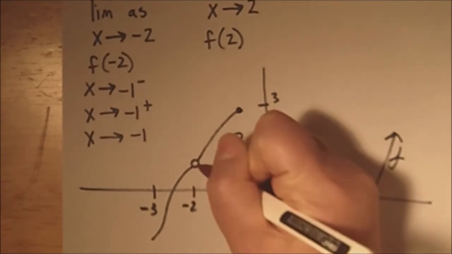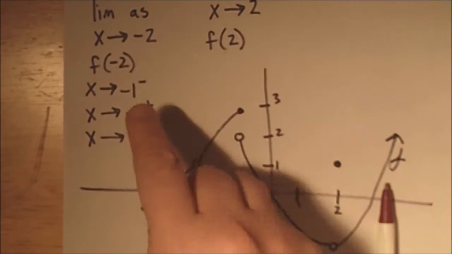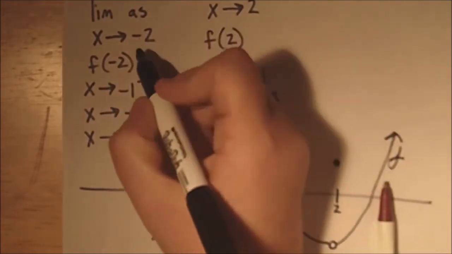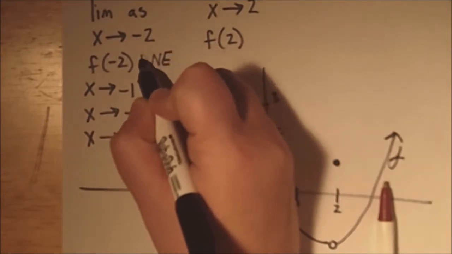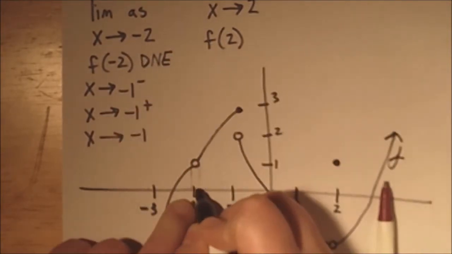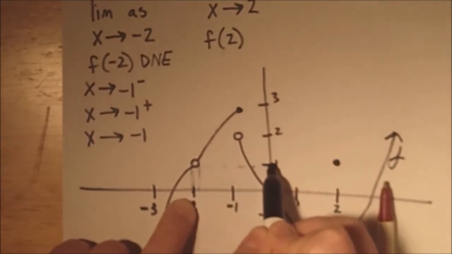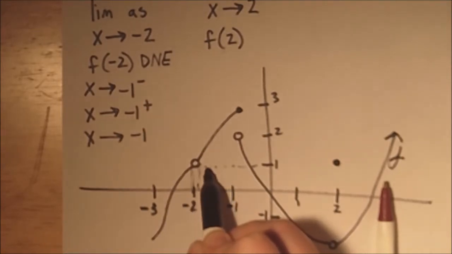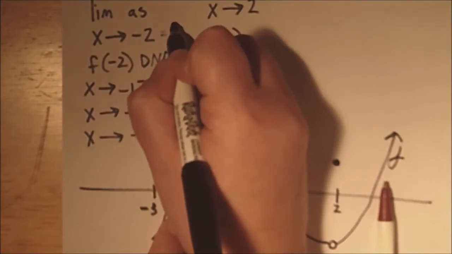as we approach -2, notice there's an open circle there. So that tells me that my functional value as x approaches -2 does not exist. But for the limit, if I stood very close to -2 and looked at these functional values, I see functional values close to 1. So the limit as x approaches -2 would be 1.